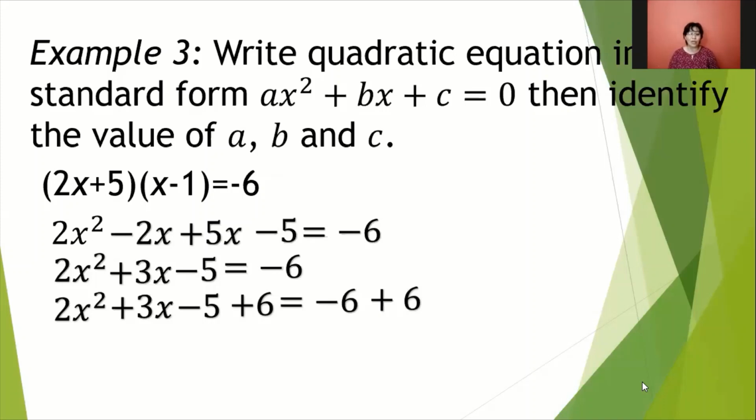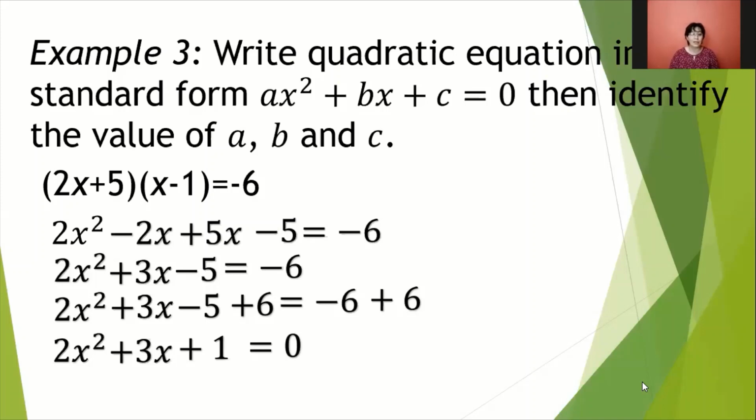Don't forget that one of our objectives is to equate the given equation to 0. See to it that the left side of your equation is equal to 0. And the final answer is 2x squared plus 2x plus 1 is equal to 0. Is that clear, class?